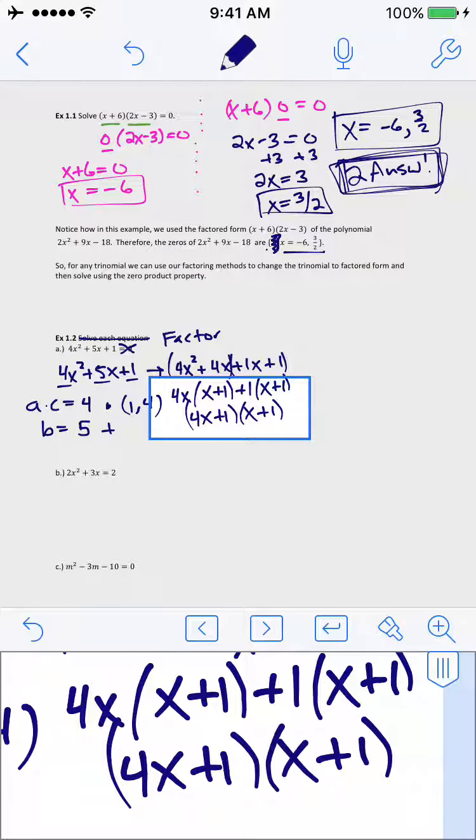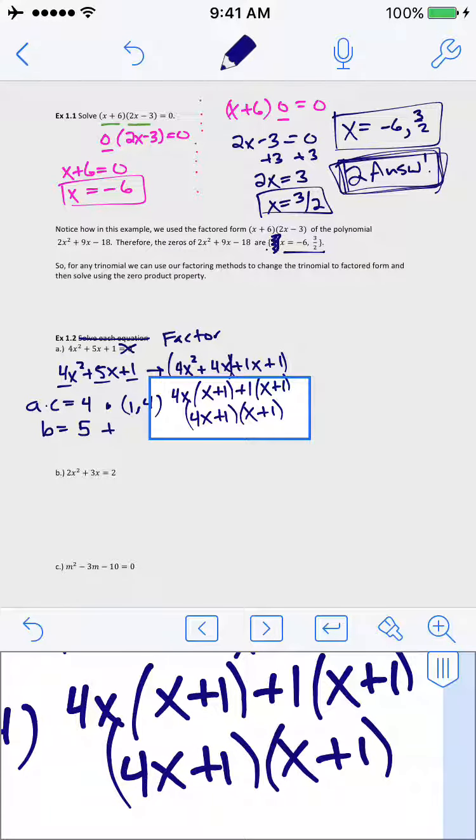So if the first thing times the second thing equaled 0, well then the first thing could equal 0, or the second thing could equal 0, right? And I've got two cases. Okay, let's solve the first one. Subtract 1 from both sides. You get 4x equals -1. Divide by 4. X equals -1/4. Okay, so that's the first case.